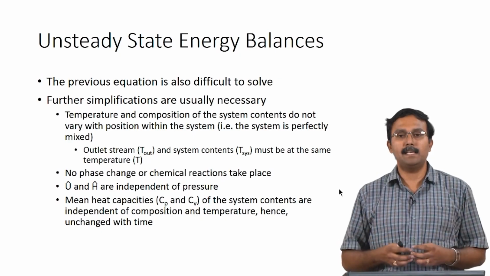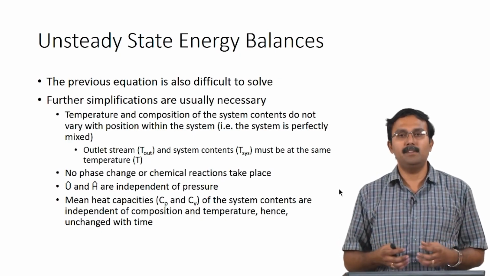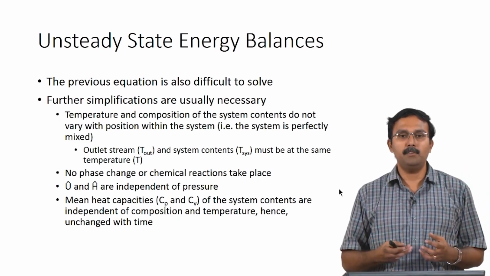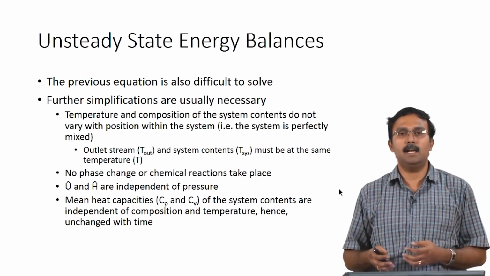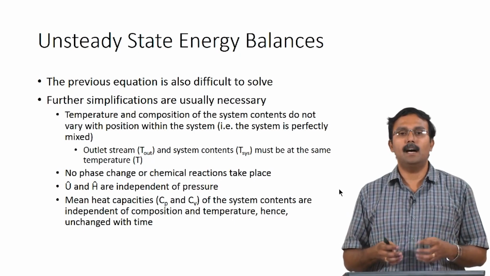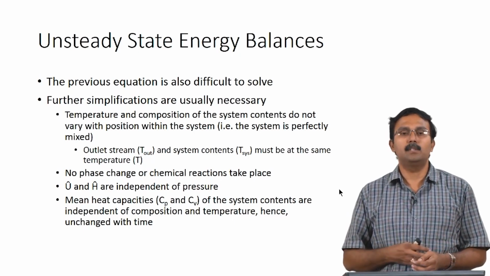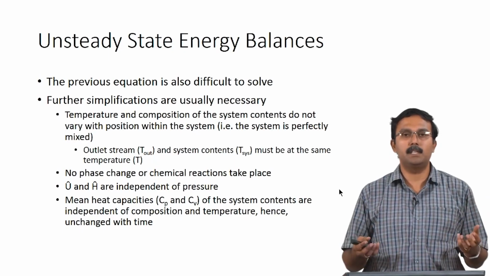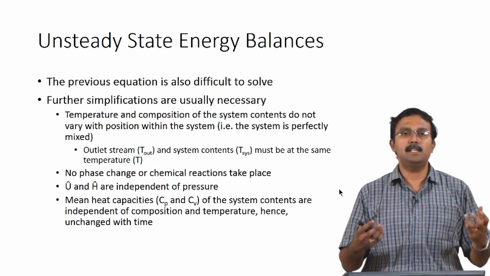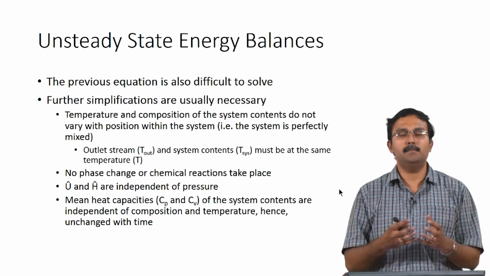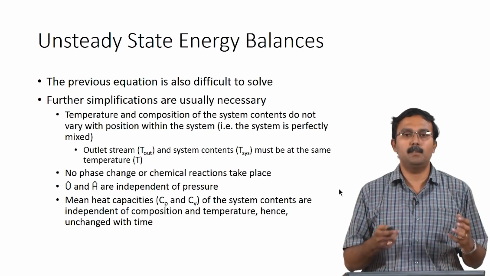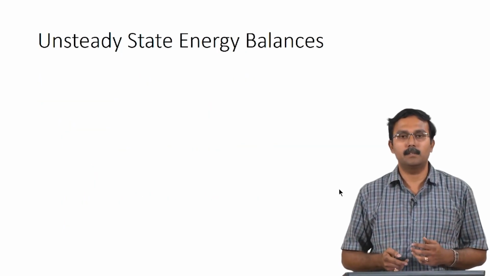The mean heat capacities of the system, Cp and Cv, which is the Cp mixture which we calculated earlier, have to be independent of the composition and temperature, and hence unchanged with time. That is important. Even if there is some change in composition, you have to assume that the Cp and Cv for the system remain constant, and only with that kind of system will you be able to solve this equation.